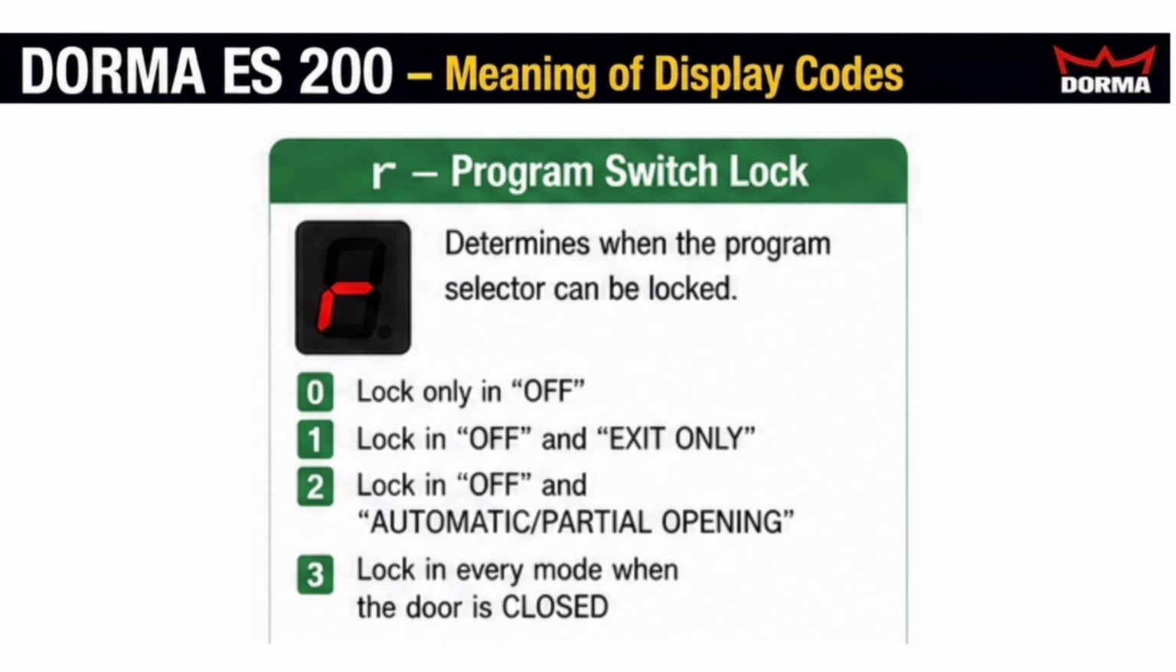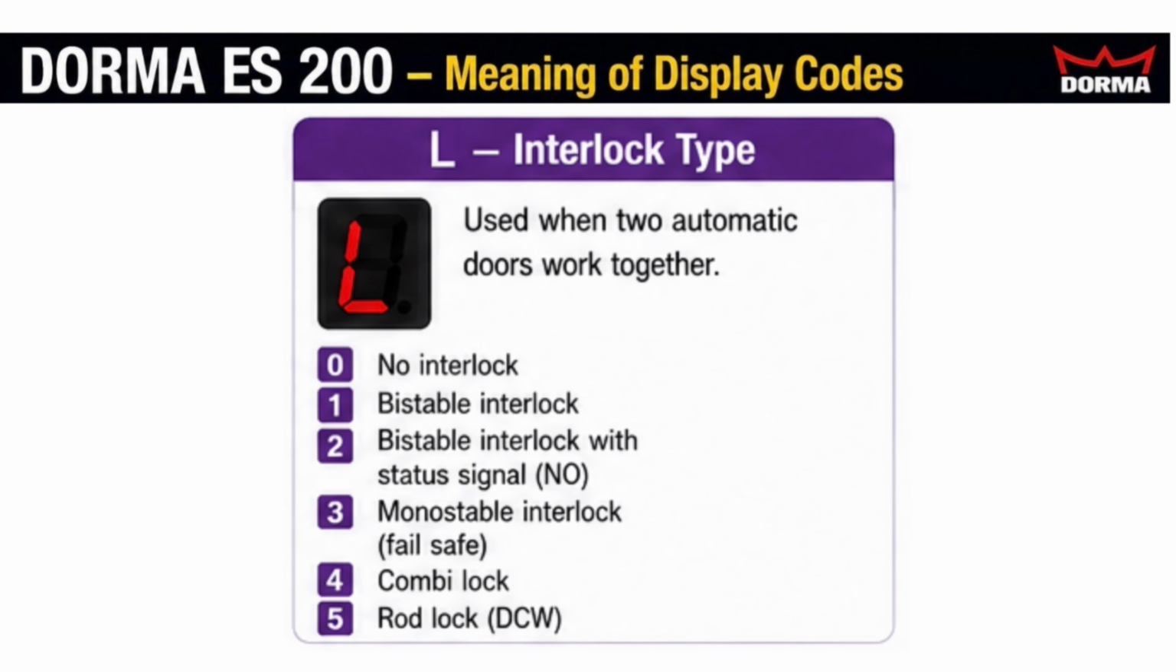R3 is the selector can be locked in any operating mode, provided the door is fully closed. This feature prevents unauthorized changes to the operating mode. Display code L. Interlock type.